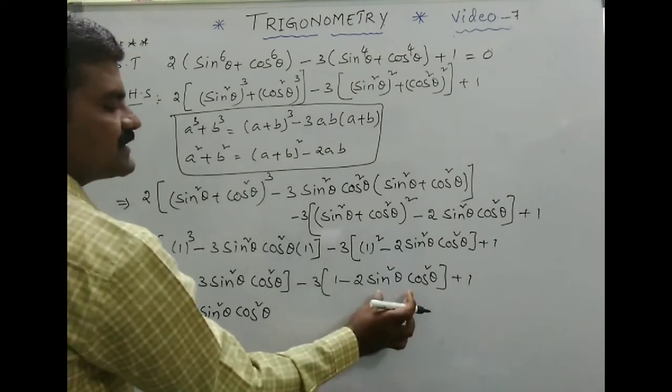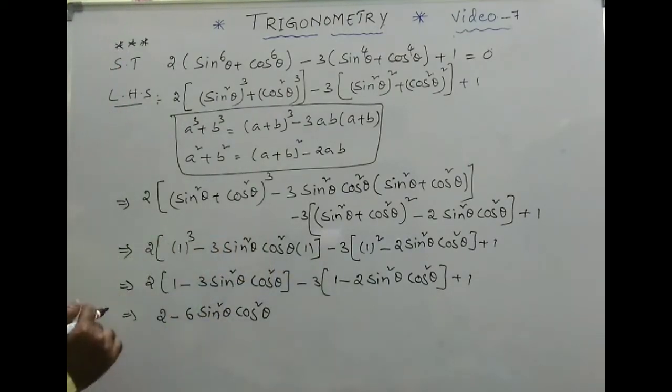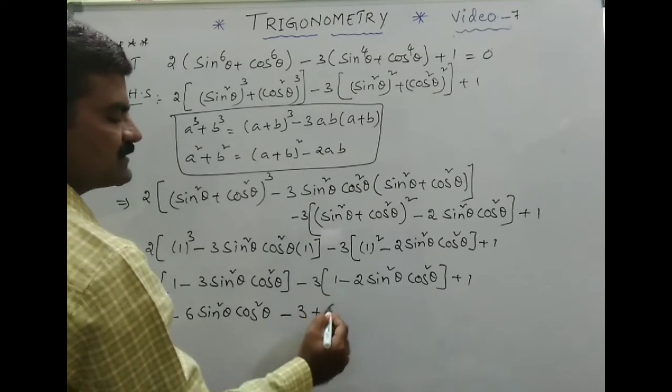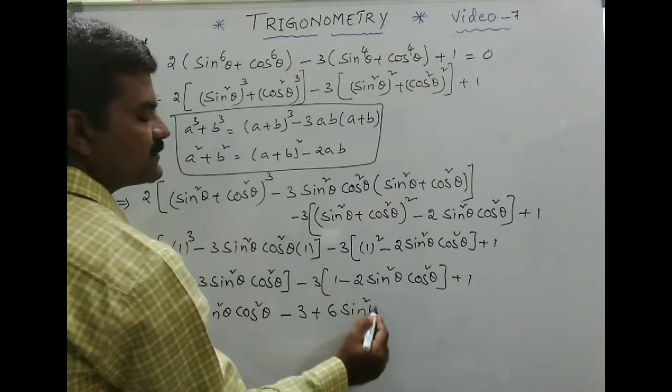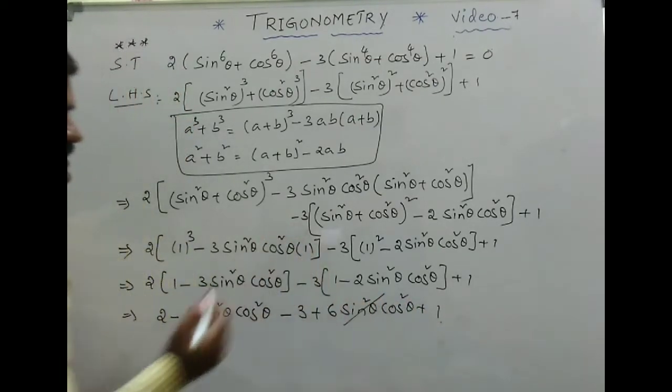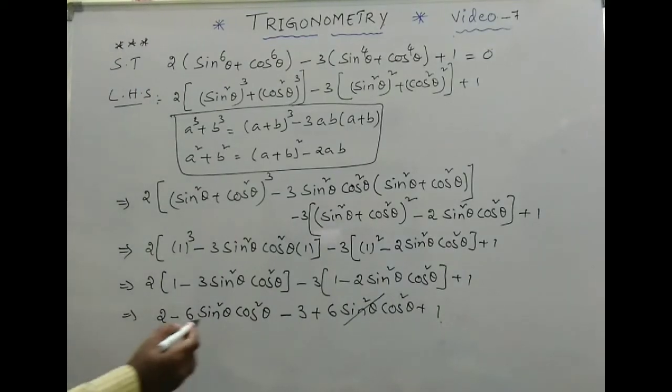Similarly, now the second bracket should be multiplied with minus 3. Hence minus 3, minus into minus plus, 3 2s are 6 sine square theta cos square theta, and plus 1. So plus 6 sine square cos square minus 6 sine square cos square cancel. And what we have now, 2 minus 3 plus 1. 2 minus 3 is minus 1 and plus 1, which equals 0, which is RHS.